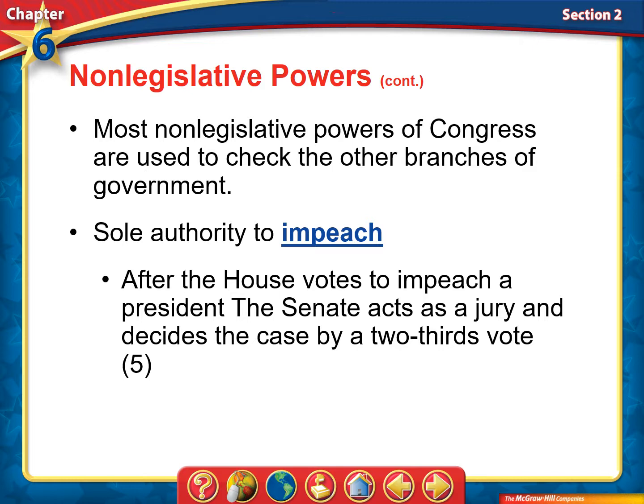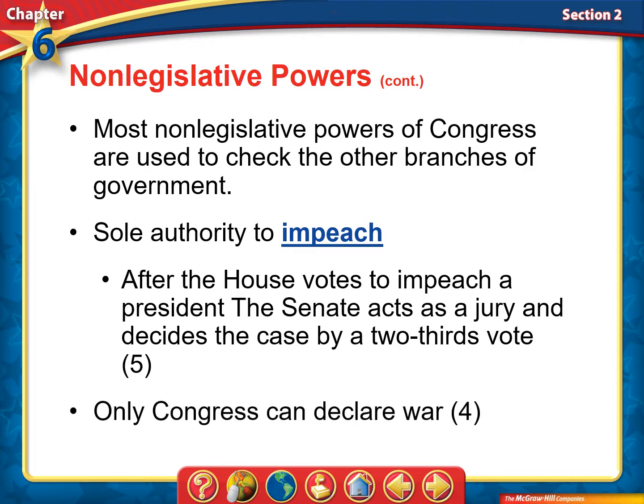After the House votes to impeach a president, the Senate then hears the case. They act as a jury. This has only happened twice, and neither of the two times did the Senate vote to convict. Nixon likely would have been impeached, but he resigned before it could have gone that far. And the Senate has to convict a president by 2/3 of the vote.